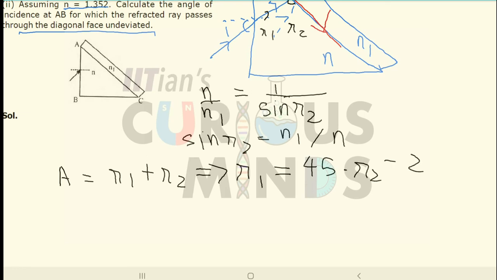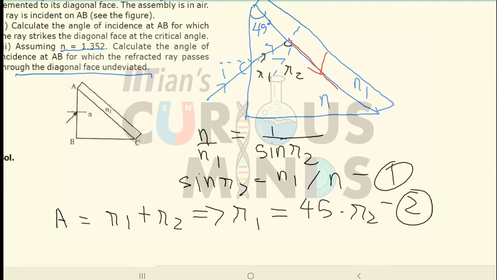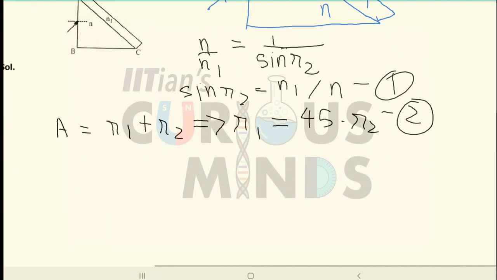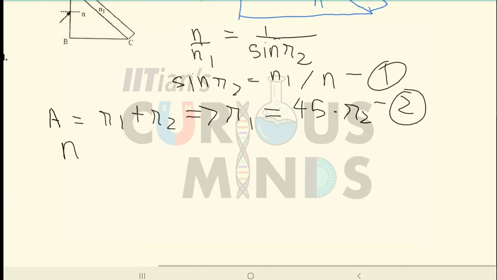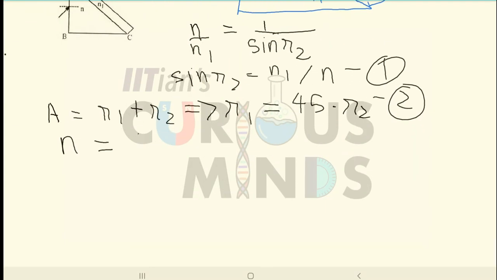Let this be the second equation, and let the earlier one be the first equation. So r1 will be equal to 45 minus r2. Now the refractive index n, with air on the left-hand side having refractive index 1, will be equal to sin i divided by sin r1.